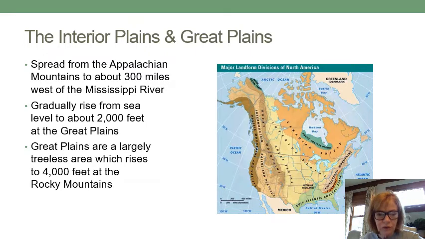Here's another image of it, the same image, a little bit bigger. So as I said, it spreads from the Appalachian Mountains to the Mississippi, that's the interior plain and the Great Plains, and then goes on to the Rocky Mountains. The Great Plains, as it says, are a largely treeless area. You'll see a picture of it in just a second, and they rise up. If you were to drive, and maybe some of you have, from here to Colorado or something like that, you would sense that you're going up, and then you keep going, and pretty soon, boom, there are the Rocky Mountains. So it's just a gradual incline as everything kind of lowers and comes down here.